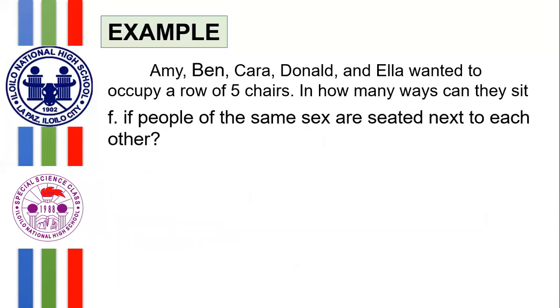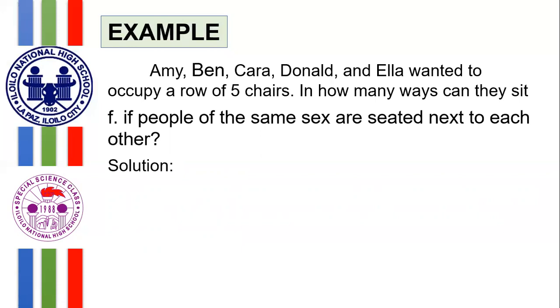How about if people of the same sex are seated next to each other? And when we speak about people of the same sex seated next to each other, which means all of the girls are together, all of the boys are also together. No boy is between any two girls, or no girl is between any two boys. So if this is the case, how many ways are there, do you think?